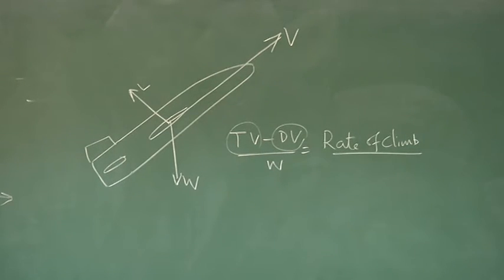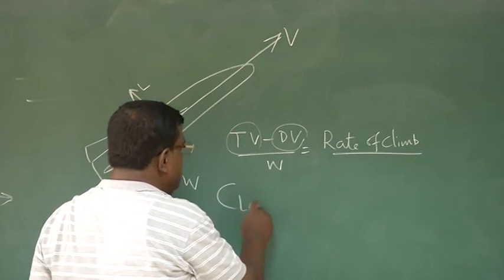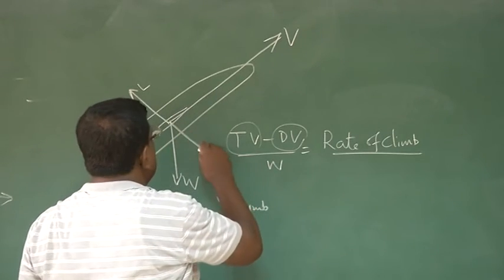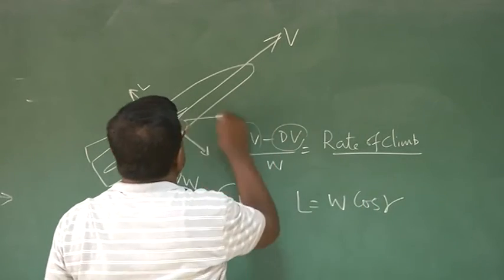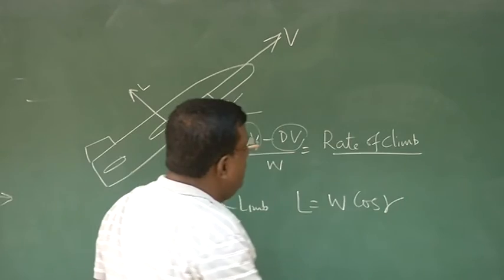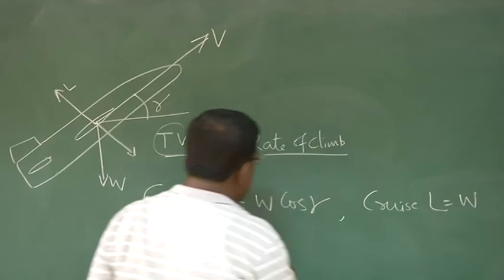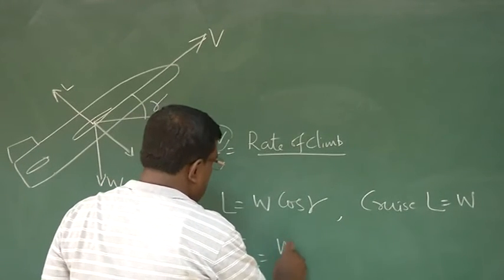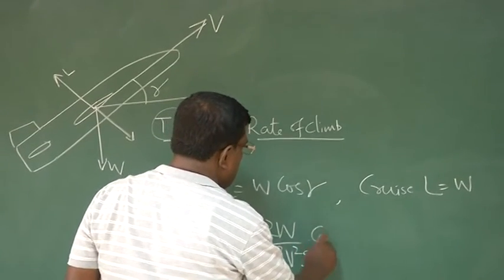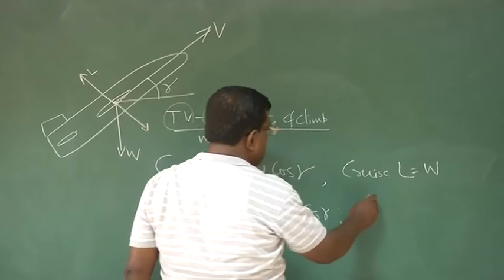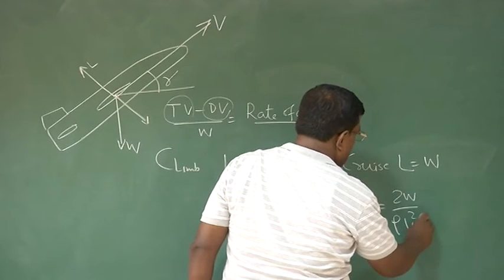But there is a catch. When I am doing a climb, lift is W cos of gamma, where gamma is the flight path angle. When it is a cruise, then lift equal to weight. So you could see that CL is 2W by rho V square S into cos gamma in climb, and CL in the cruise case is 2W by rho V square S.